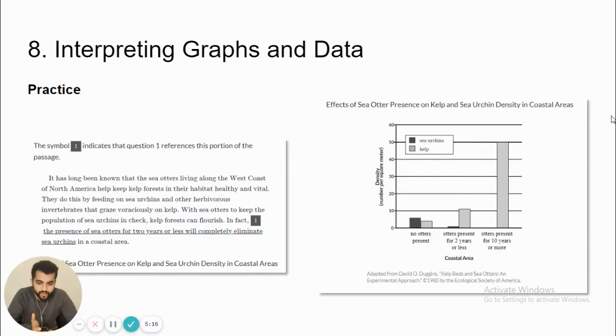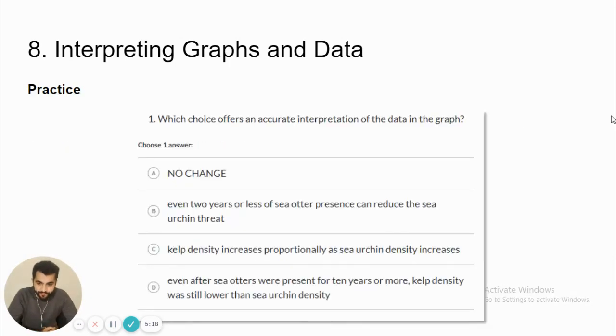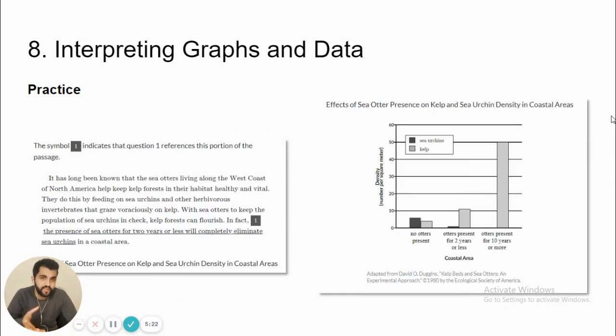So the correct option is option B, and we reached that conclusion by studying the graph and not falling for the incorrect options. So that's it for interpreting graphs and data question types. In the next video, we will cover another question subtype.